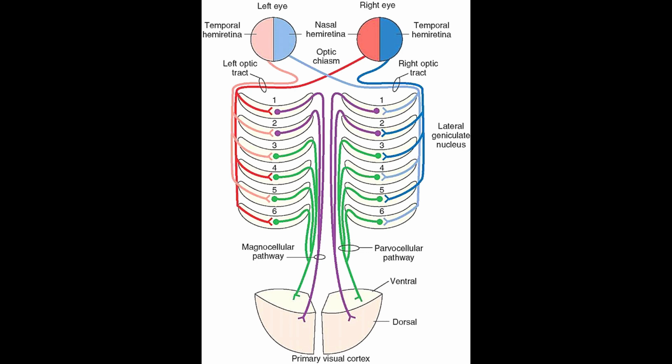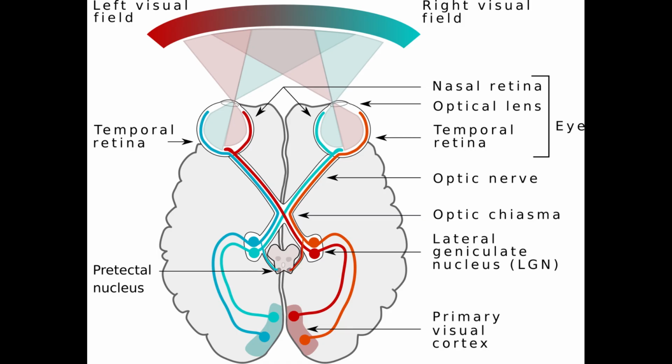However, not all of the inputs of the lateral geniculate nucleus come through the optic nerve and the optic chiasm. In fact, most of the input to the lateral geniculate nucleus actually comes from the visual cortex, which is kind of weird because most of the output of the lateral geniculate nucleus goes to the visual cortex. So in other words, the LGN sends a bunch of axons to V1, and then it gets a bunch of axons back from V1.